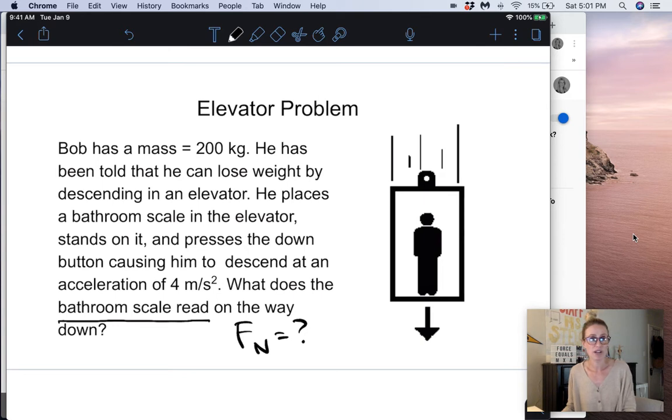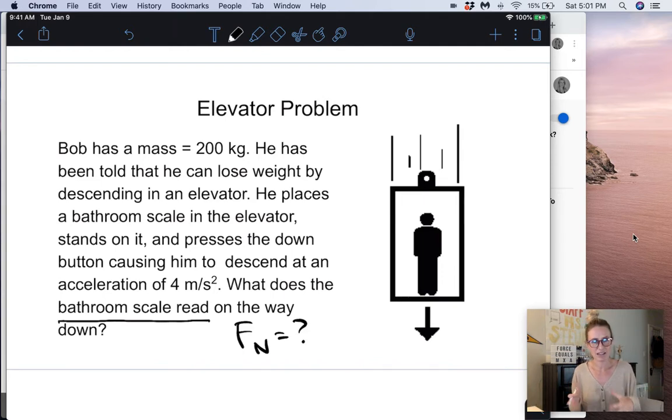And then the acceleration of gravity on Earth is also not going to change. So your force of gravity doesn't change. But what does change and can change is the normal force. So the normal force is what a scale will read. It's how much that scale is being pressed down, basically.